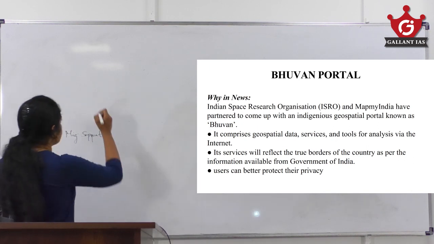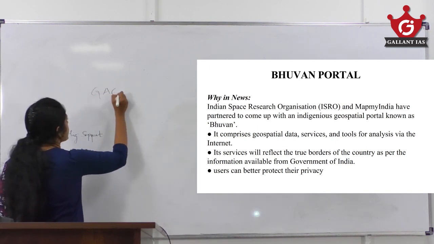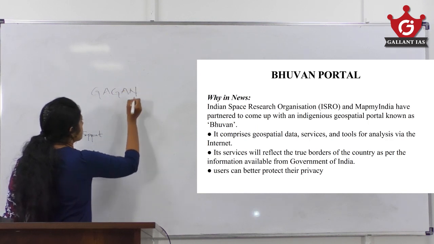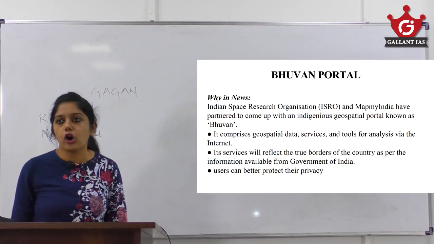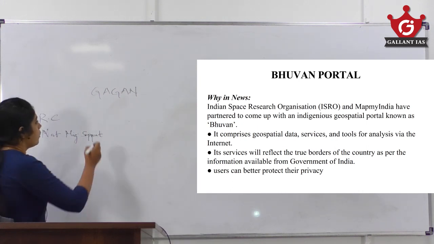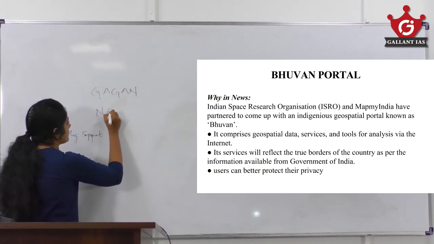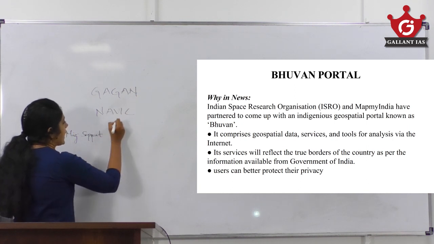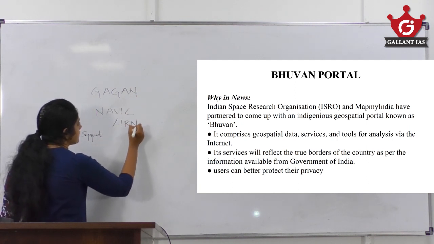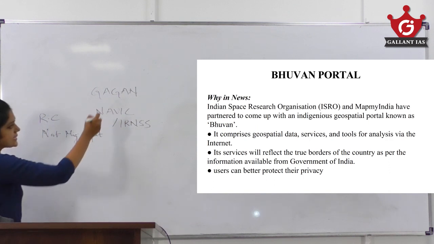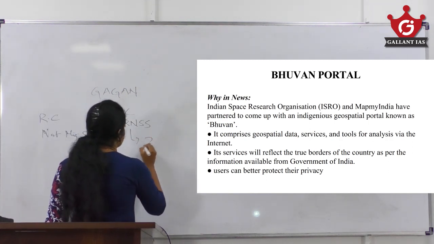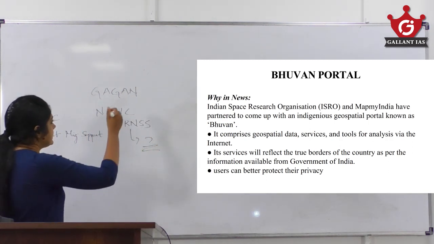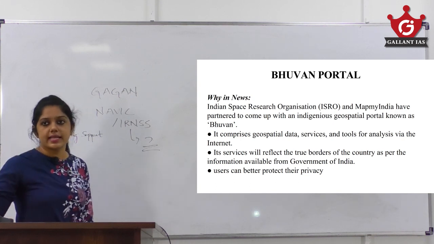Have you heard about Gagan? What is Gagan? GPS aided geo augmented navigation system. What is NAVIC or IRNSS? Both these are navigational systems again developed by ISRO. We will study it later. Here 7 satellites are there. We will study it later. And Gagan, we will study in the security and science and technology part.